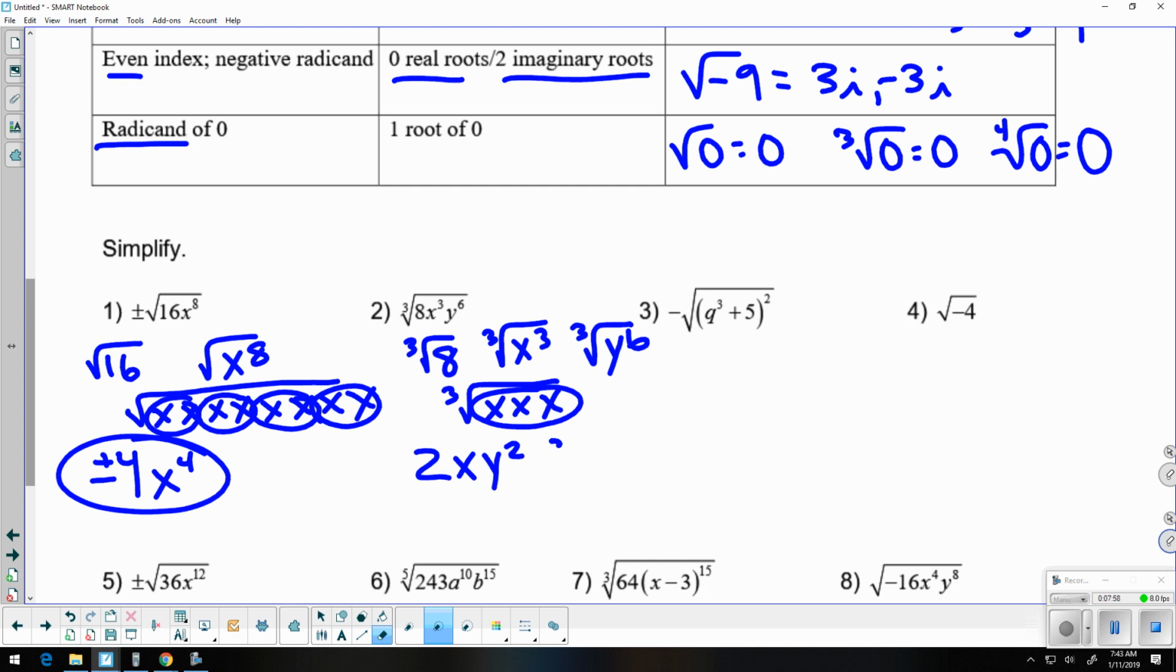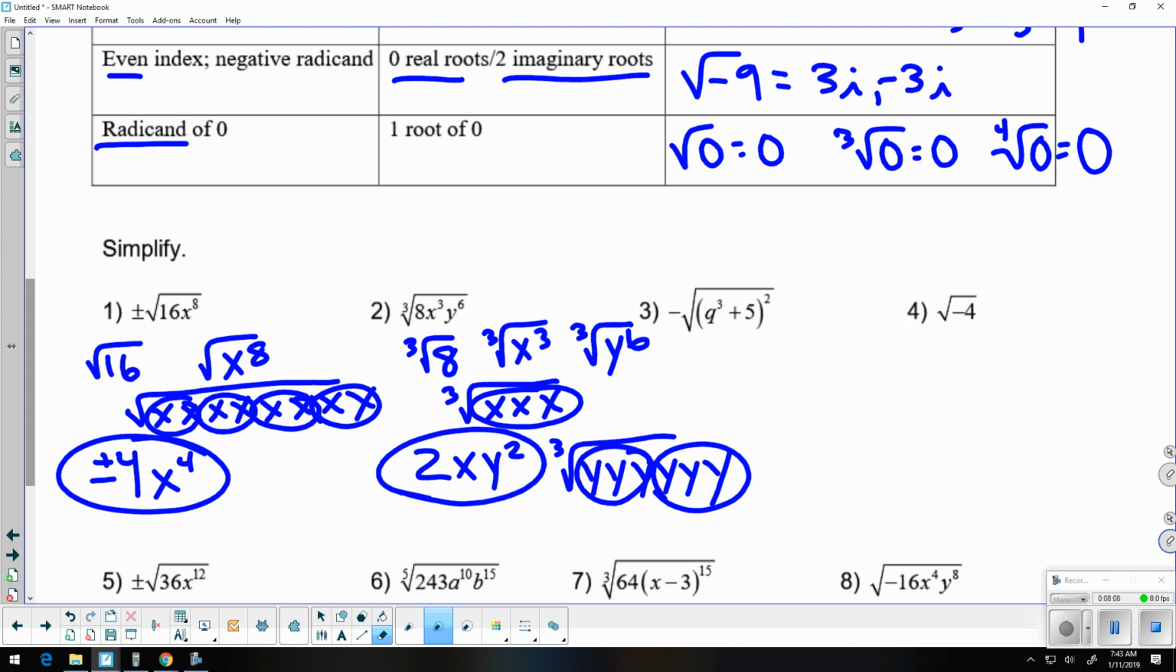Okay, and again, if you need to expand it out, you have 1, 2, 3, 4, 5, 6. But like I said, there's 1 and there's 2 groups of 3. So it'd be 2x y squared for your final answer. Okay? For the next one, we have negative square root of the expression q cubed plus 5 all being squared.